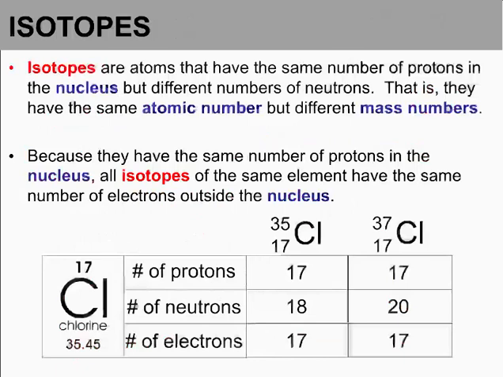And that brings us to isotopes. So isotopes are atoms that have the same number of protons in the nucleus, but different numbers of neutrons. So the number of protons in an atom is going to define or identify what it is. So the number of protons for a particular element will never change.